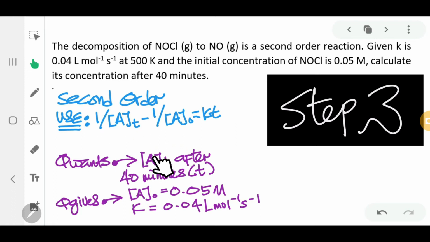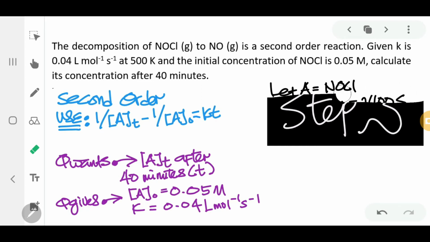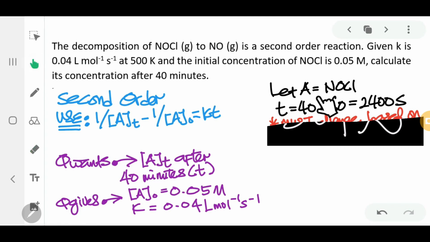From this information, when you put that into your equation, first of all, you have to write: let A equal NaOCl. That is important for you to describe or explain what A is, otherwise your scheme of work will be deemed invalid. And time, you have to change it to seconds, 2400 seconds.